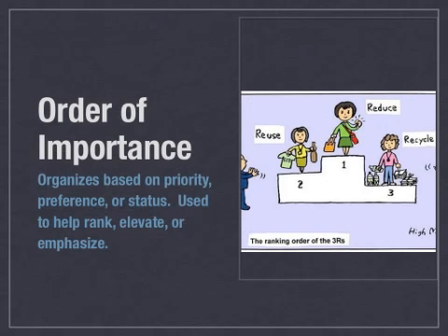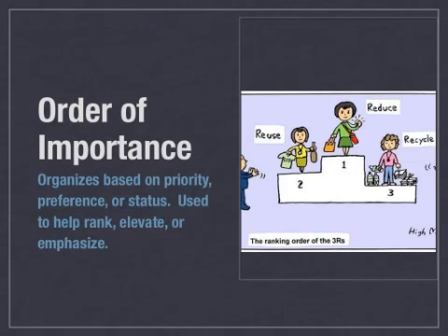There is also the order of importance. In the order of importance, everything is organized based on priority, preference, or status. I want you to take a look at reduce, reuse, recycle. In reality, reduce is the most important there. If you reuse something, yes, but we've still gotten those resources. And if you recycle them, we've gotten those resources and then we've had to put energy into recycling them. But reduce is the most important.